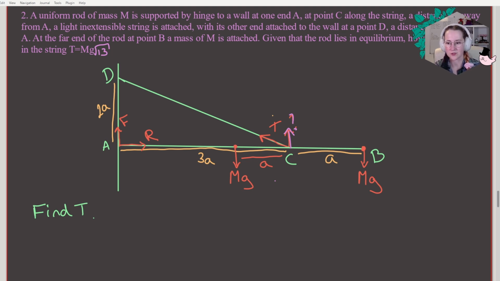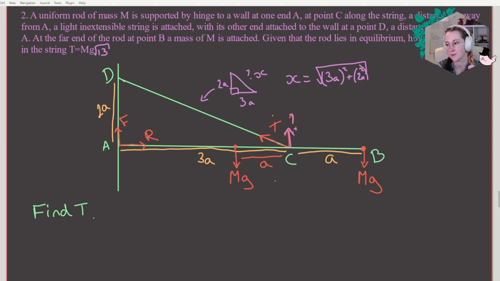I can work out the length of the string because here I have a right angle triangle, and this is 3A and this is 2A. So we have that this length here, x, is equal to the square root of 3A squared plus 2A squared. Trigonometric projections, yes.